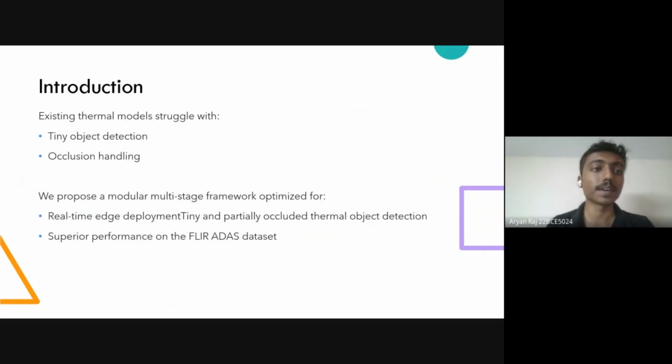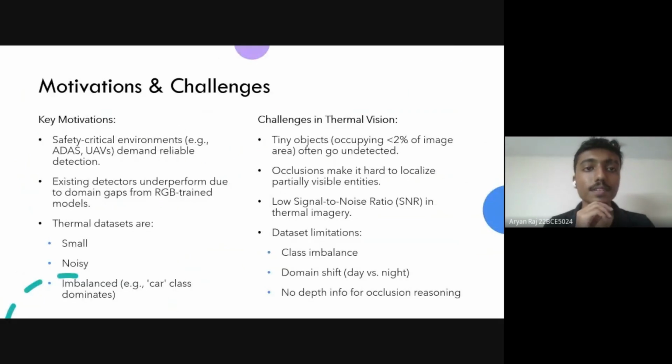However, building this has some motivations and challenges. First was the safety-critical environment, because it requires reliable object detection. We have to be 100% sure whether the object detection is correct or not. However, the datasets which we have used are small and noisy, and there is class imbalance, which affects the model performance. Also, detecting tiny objects and handling occlusion is difficult due to the low signal-to-noise ratio, the famous SNR.